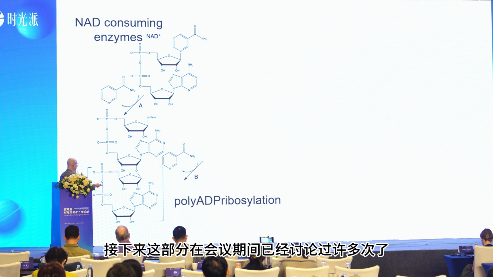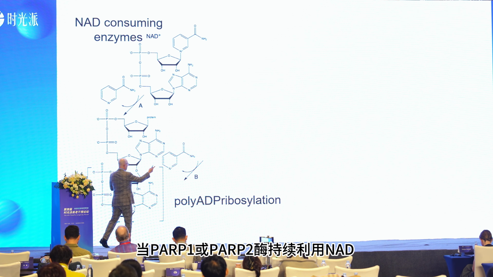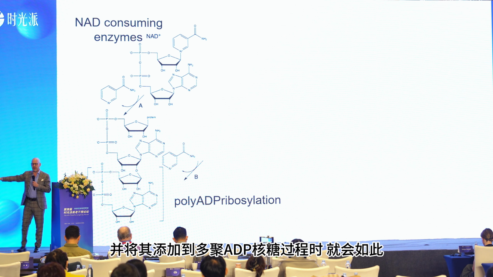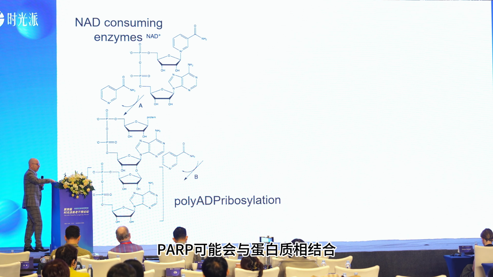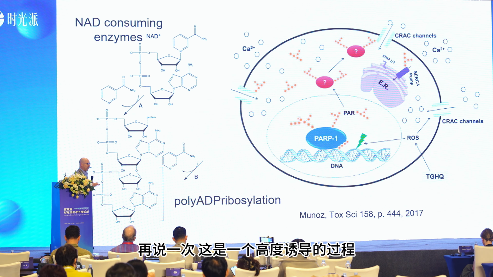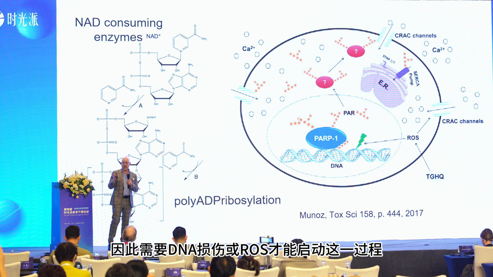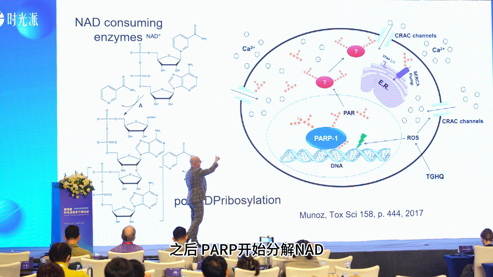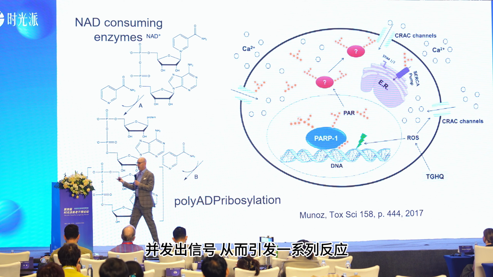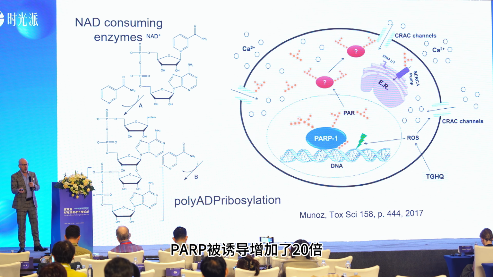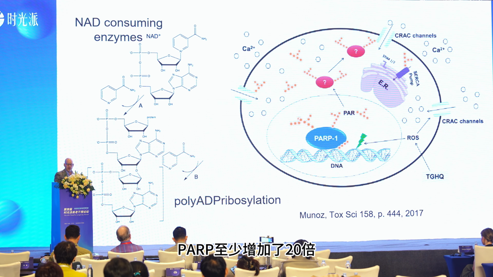Then PARP, of course, we've talked about a number of times during the meeting. That's when an enzyme called PARP1 or PARP2 keeps on taking NAD and basically adding it to a polymer of ADP ribose. It can be stuck to a protein. It can be free in the cytoplasm. And again, this is a highly, highly induced process. So it requires DNA damage or reactive oxygen species to initiate this, and then suddenly PARP starts degrading NAD and making all of these signals that do tremendous amounts of things. So we have monoADPribosylation, I showed you, 20-fold induced. PARP is 20 at least fold induced.